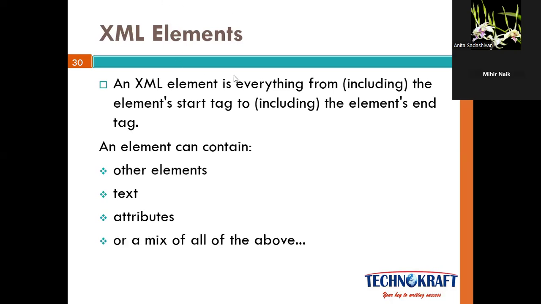An XML element is everything from, including, the element start tag to, including, the element's end tag. An element can contain other elements, text, attributes, or a mix of all of the above.